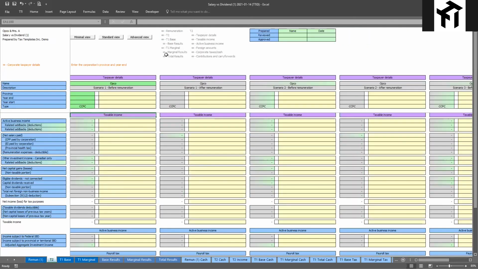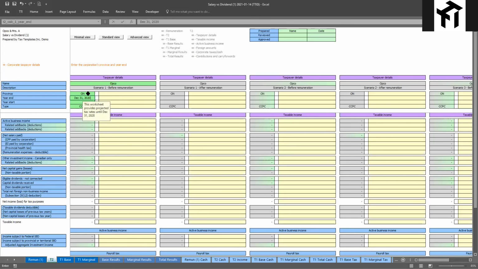I'll also remind everyone about the completion guide that we have. The completion guide will take us step by step through the worksheets. So on the left here, this orange text is a link. So if I need to fill in my corporate taxpayer details, I will click the link and go ahead and put that information directly into the worksheet.